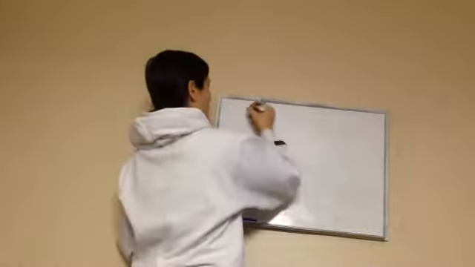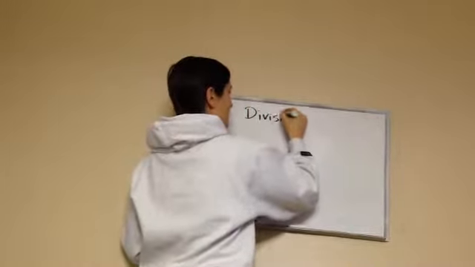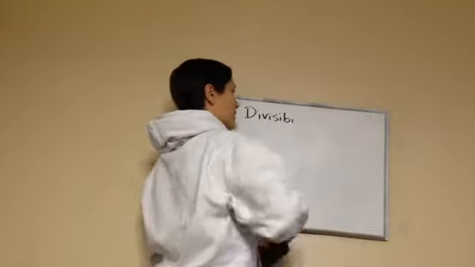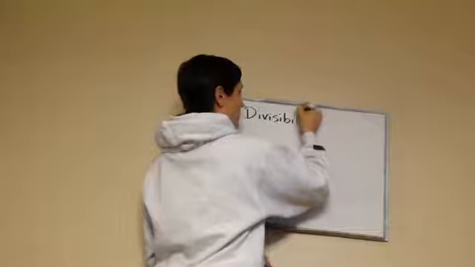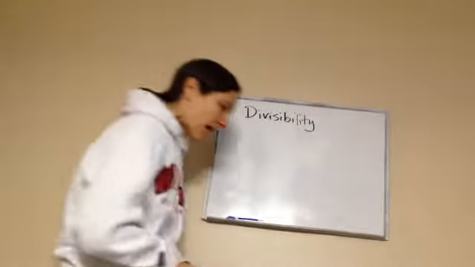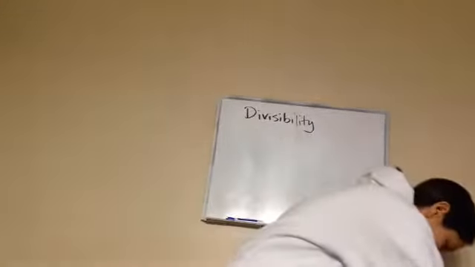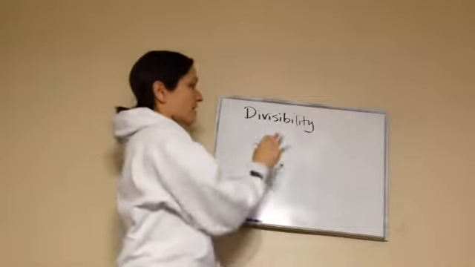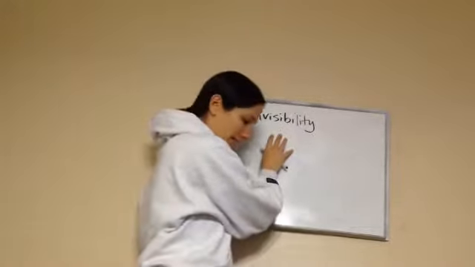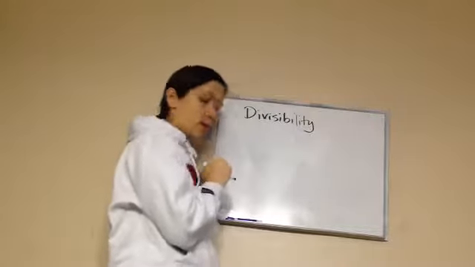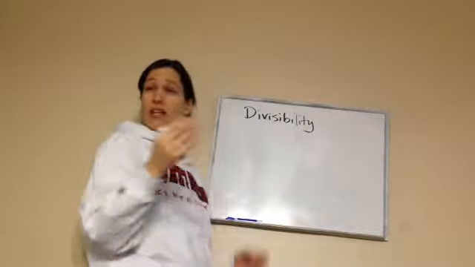And this is on divisibility by 3, 6, and 9. Okay? Now, what I want you to do is write this word down on your paper: divisibility. Okay? And that big word basically means that a number has the ability to be divided by another number without a remainder. So something going in evenly.